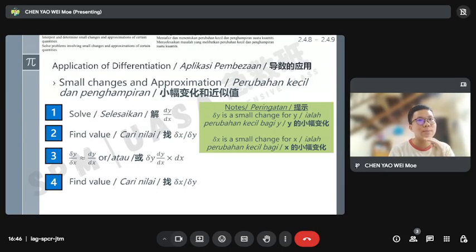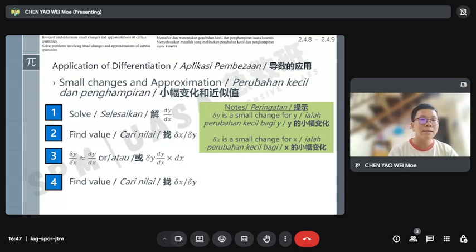Delta x is a small change for x. It is a note for you. So to find either delta y or delta x, the small change for x or the small change of y, please solve dy/dx first. Given a value, just find dy/dx, and then find either delta x or delta y first. If given x, find delta x.